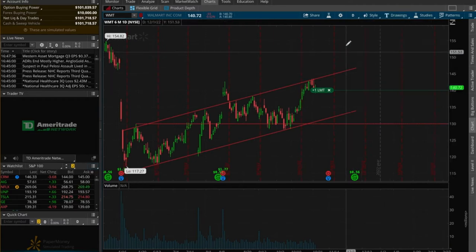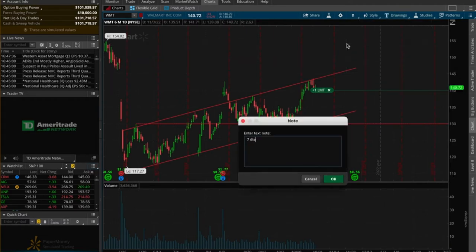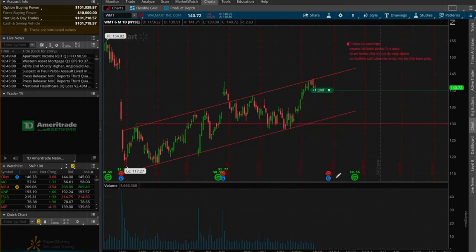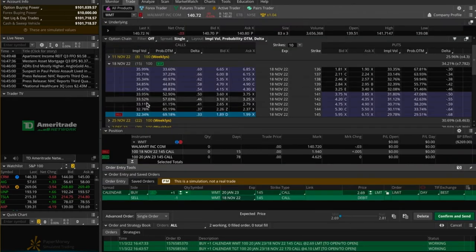So some text here, we're going to say 7 days to expiry, or 7 days, that's actually the same thing, days to earnings. Expect to hold about 3 to 4 days. Chart looks like it's on its way down. So bullish call calendar may not be the best play. Okay, so since we did that, then let's go ahead and put on a put trade.